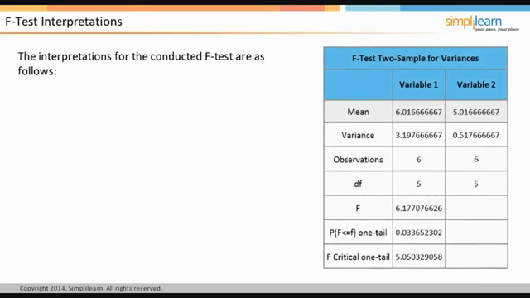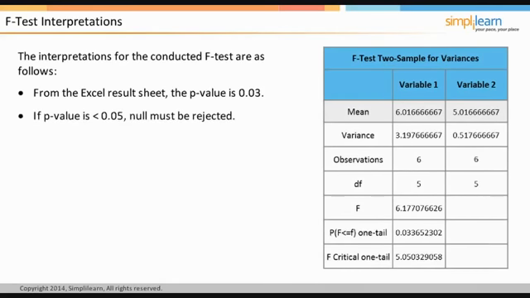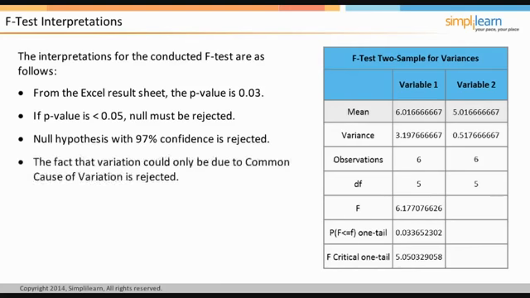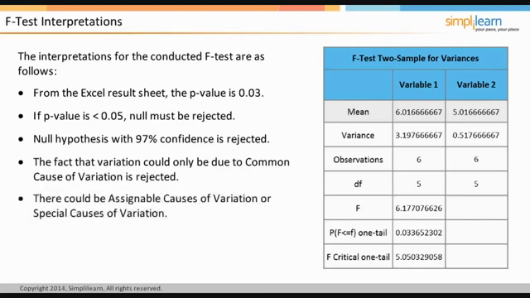The interpretations for the conducted F-test are: from the Excel result sheet, the p-value is 0.03. If the p-value is low or below 0.05, the null must be rejected. Thus, the null hypothesis is rejected with 97% confidence. Also, the fact that variation could only be due to common cause of variation is rejected. It is inferred from the test that there could be assignable causes of variation or special causes of variation.